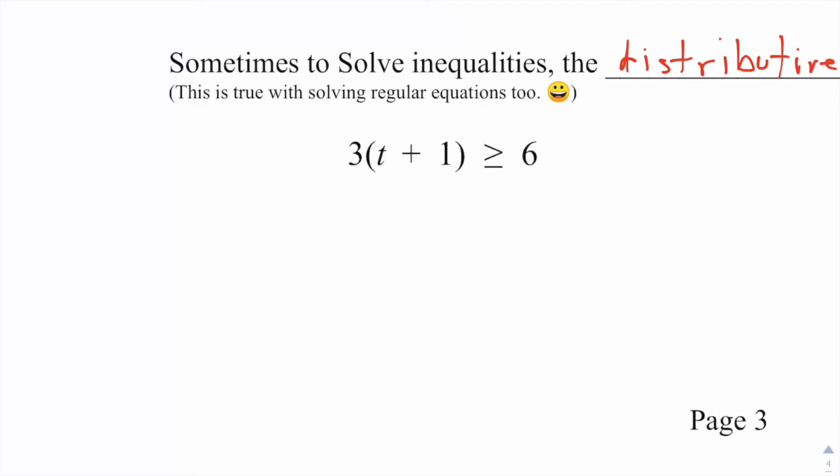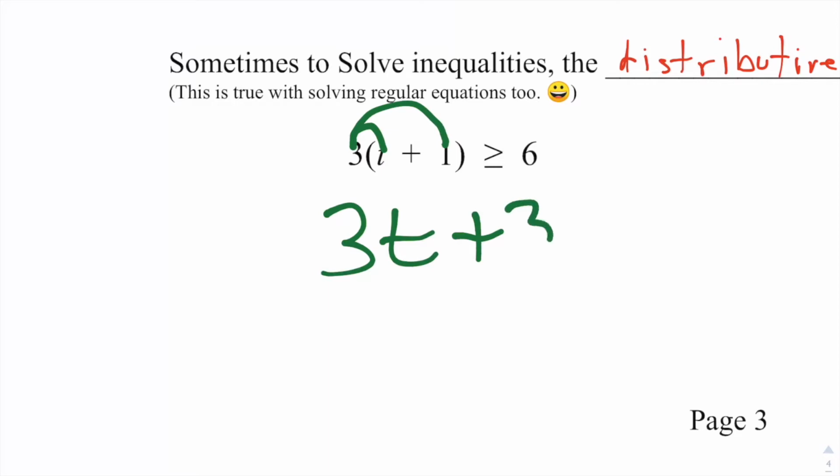So here, when we apply our distributive property, we have 3 times the quantity t plus 1 is greater than or equal to positive 6. We want to distribute this 3 to both terms inside the parentheses. So we get 3t plus 3 times 1, which is 3, is greater than or equal to 6.